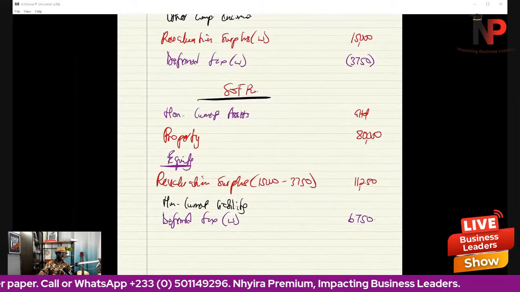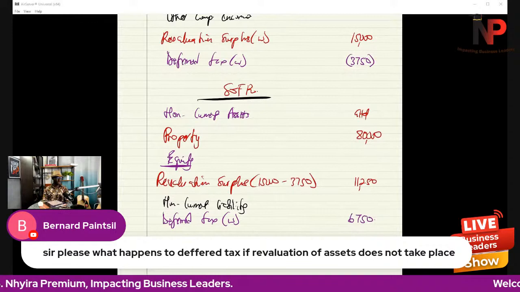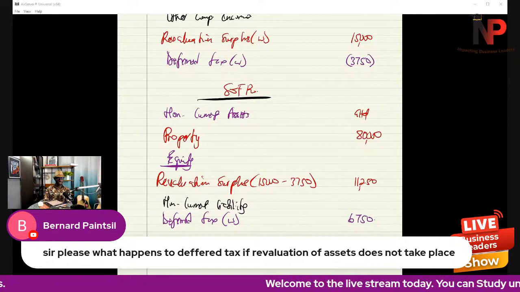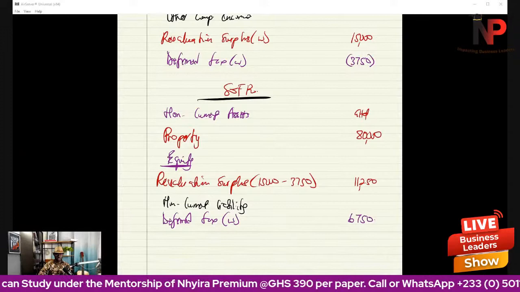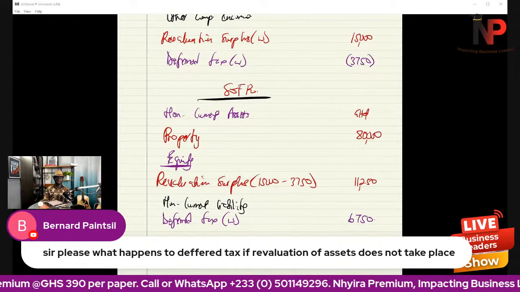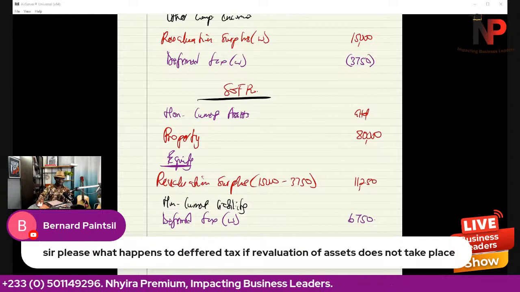Then, sir, please, what happens to deferred tax if revaluation of assets does not take place? I don't understand your question about what happens to deferred tax if revaluation doesn't take place. Maybe provide me with some more context in your question, then I can understand. Because if we say what happens to deferred tax if revaluation of asset does not take place, I don't understand what you're saying there.